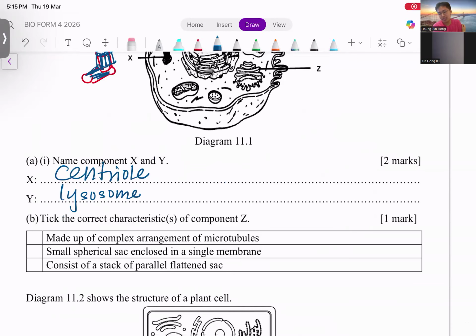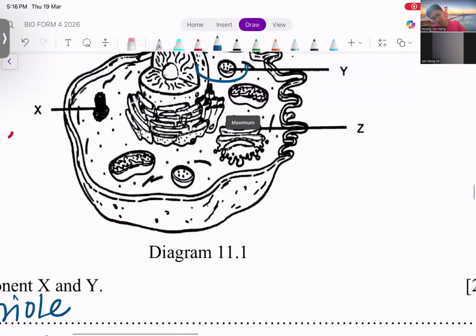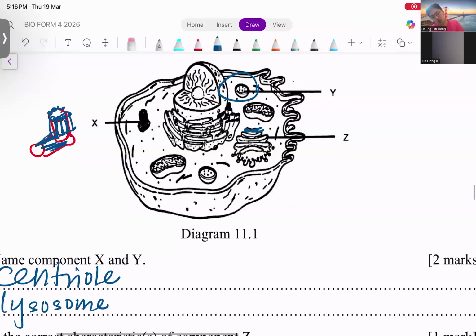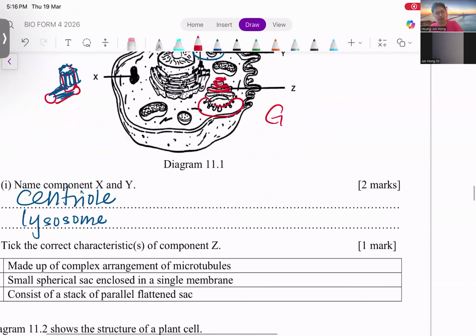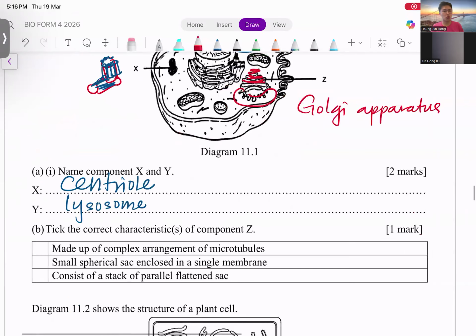What is component Z? As you can see, component Z is here, looking like a Wi-Fi symbol, and it also has some sort of secretion, some sort of circles around it. Okay, so what is that? That is Golgi apparatus. So which of the following in question B suits our Golgi apparatus, right?